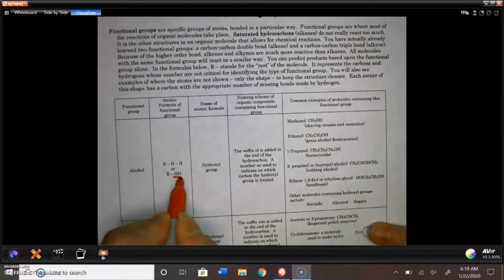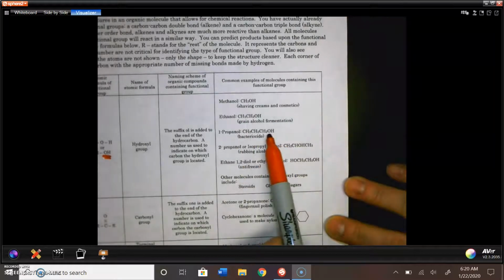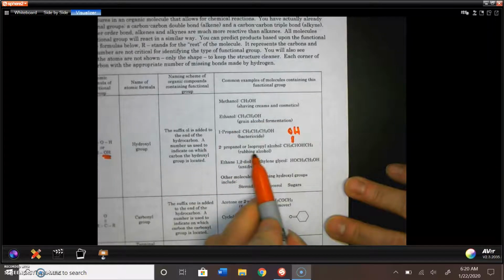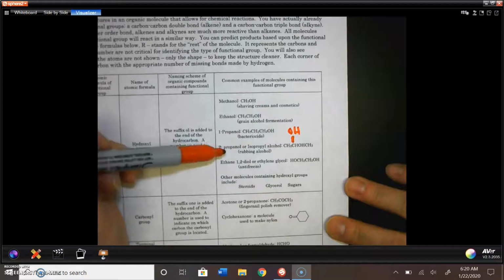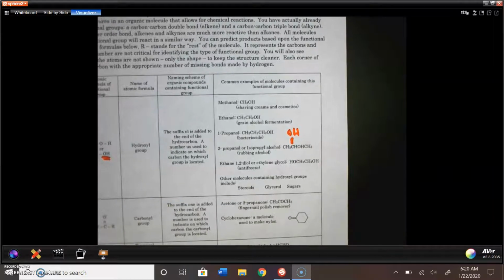So the hydroxyl group can be attached to any carbon because you only need one bond for it. So you can have the O at the end of the chain, like 1-propanol, or you can have the O attached to the center carbon. The OH is attached there for 2-propanol or isopropyl alcohol. So notice 1-propanol has the OH attached to the first carbon, 2-propanol has the OH attached to the second carbon. So again, the characteristics that you learned from other organic molecules are still holding true when we start naming things with functional groups.